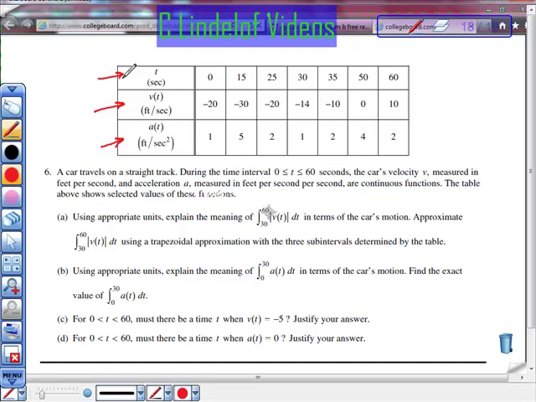So for A, it says using appropriate units, explain the meaning of the definite integral from 30 to 60 of the absolute value, look at this carefully, of the absolute value of v of t dt. So one thing I'm going to do is start here and say, here's what we're looking at. They're asking us to tell us what this means. Well, what does this mean? Absolute value means it doesn't matter if it's moving left or right. We just want distance. So this is distance.